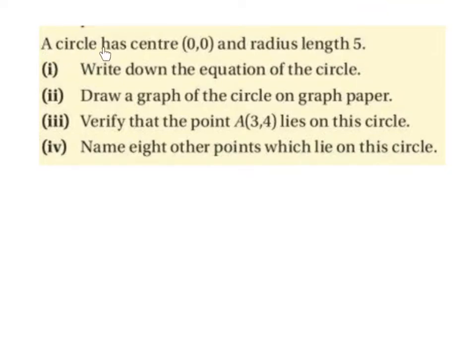A circle has a centre 0, 0 and a radius length 5. Part 1, write down the equation of the circle. Part 2, draw a graph of the circle on graph paper. Part 3, verify that the point A, 3, 4 lies on this circle. Part 4, name 8 other points which lie on this circle.